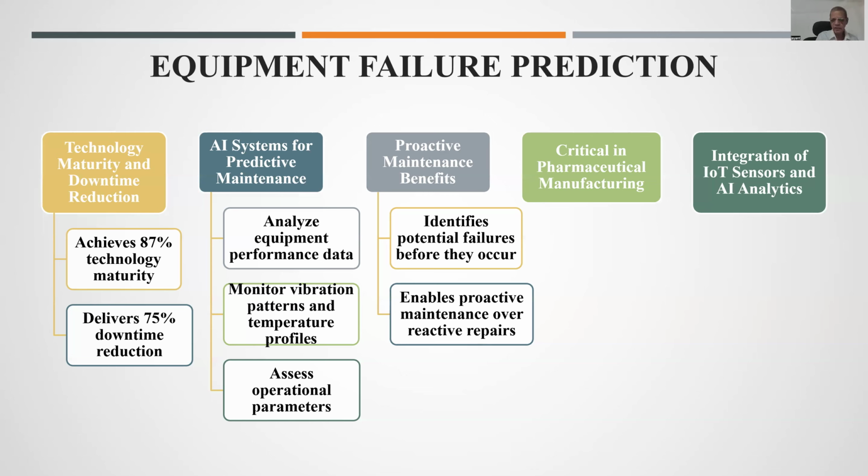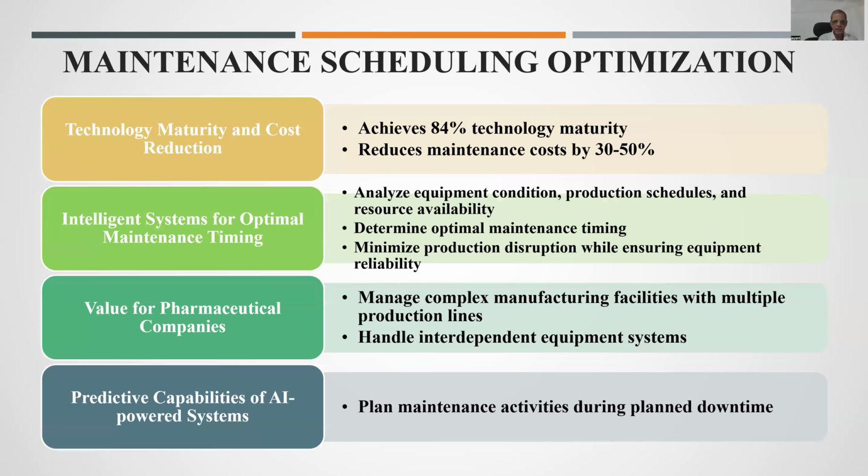Not only that, but it also helps to get a quality product, with the monitoring of the process parameters, which really helps in critical pharmaceutical manufacturing. So integration of IoT sensors and artificial intelligence helps. Maintenance scheduling will really do the optimization. As we see, the technology maturity will help in reducing the maintenance cost by 30 to 50%, which is quite significant.